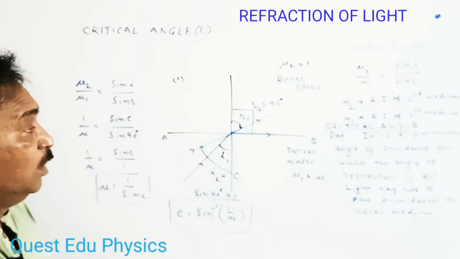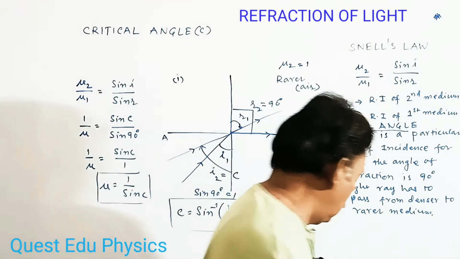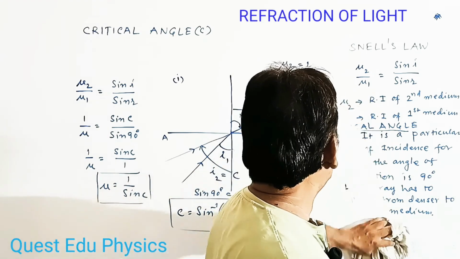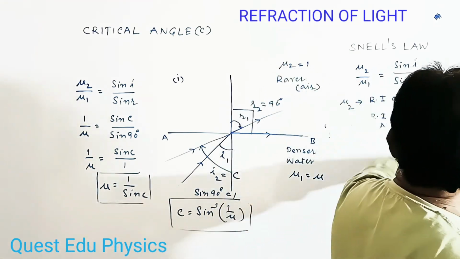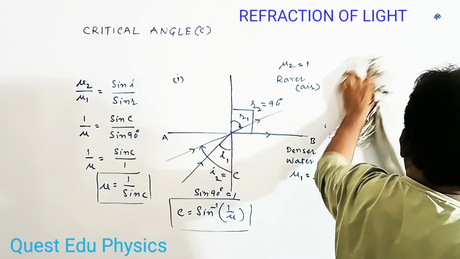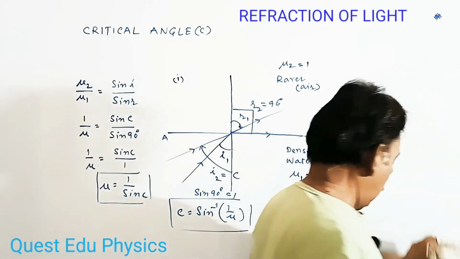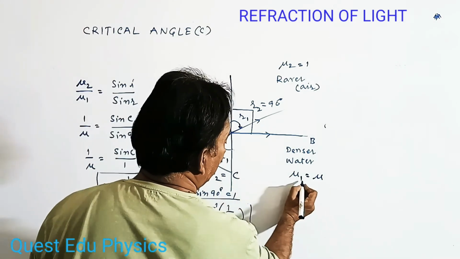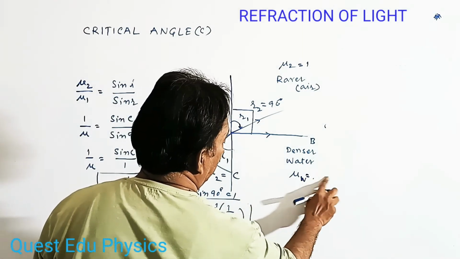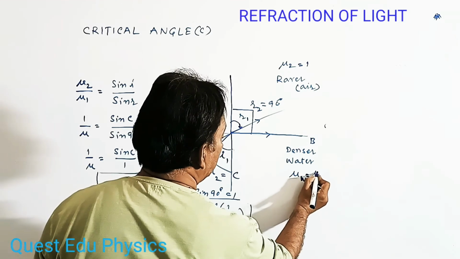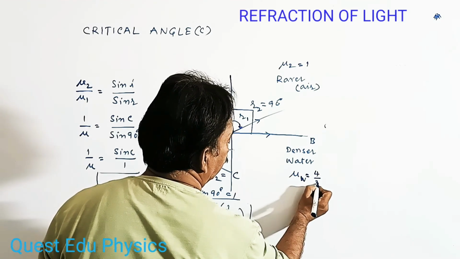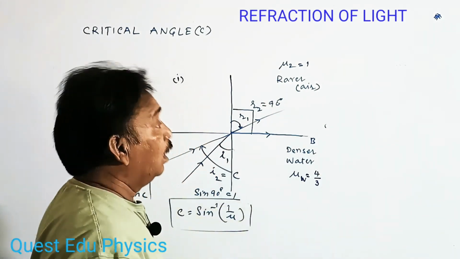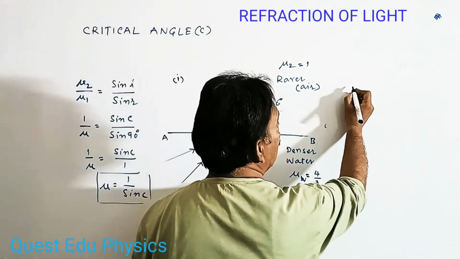Let's do one problem which depends upon these concepts, students. He's asking us to find the critical angle at the water-air interface. Here, water has a refractive index of 4 by 3, students. And air, you know that, is 1. And we are using Snell's law.